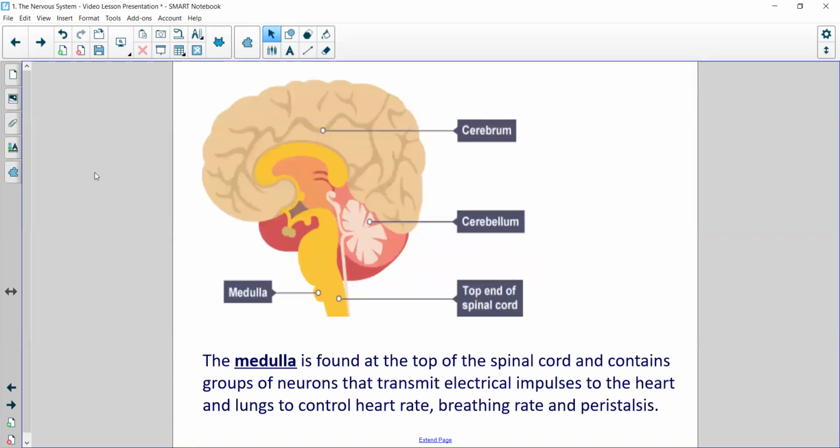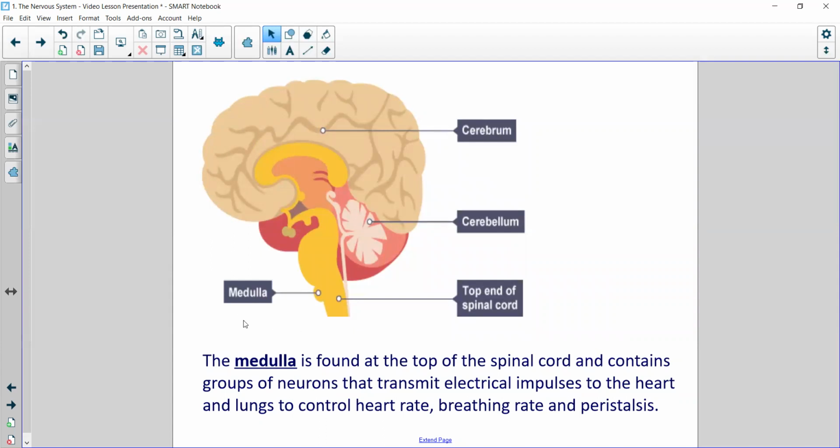And then the last part is the medulla, and this is found at the top of the spinal cord, and this transmits electrical impulses directly to the heart and lungs to control our vital functions. So our vital functions are effectively controlled by the medulla. Heart rate, breathing rate, things like peristalsis, which is involved in our digestive system. So all of our vital functions, the medulla is kind of taking responsibility for.